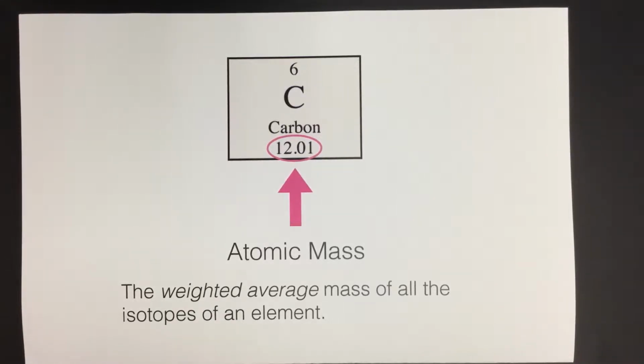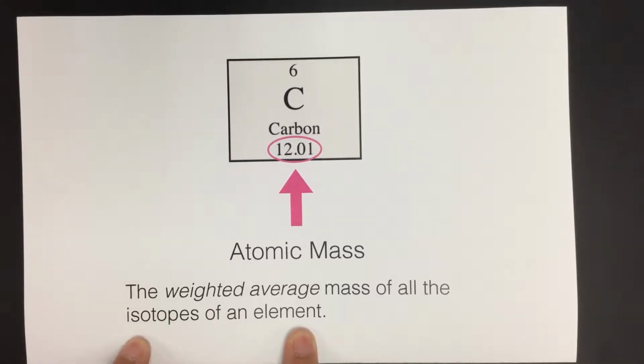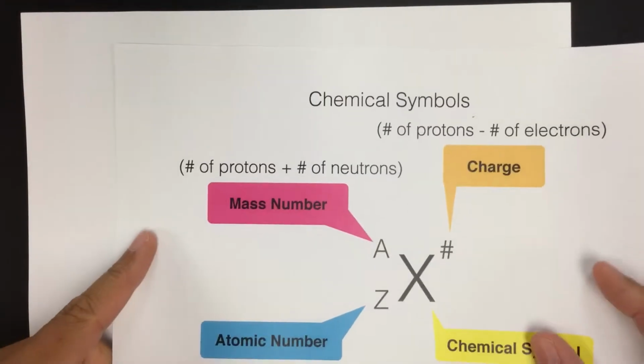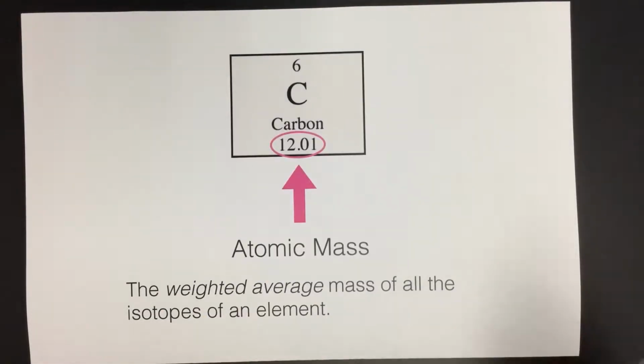All right, in this video, we're going to do an example problem from your notes on calculating atomic mass, which is the weighted average mass of all the isotopes of an element. But at the beginning, I just want to talk about what this sentence actually means, and how it's different from what we've learned before with mass number. It's a really common misconception that these things are the same.